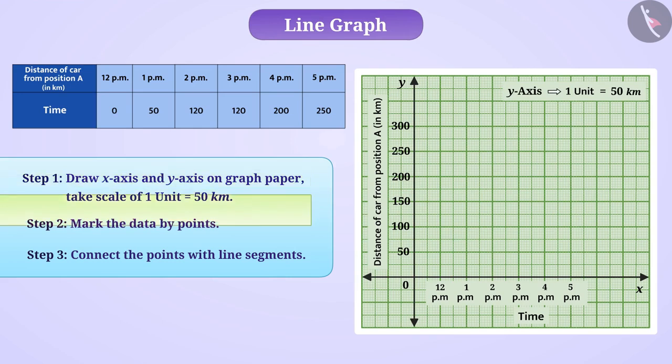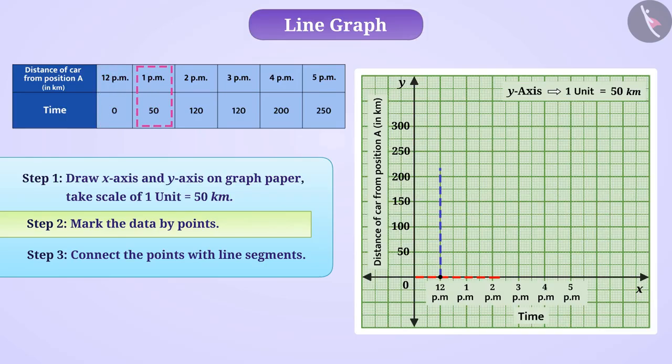Now, we will mark the data by points. At 12 o'clock, the distance of the car from position A is 0 km. So, we will mark the point at the intersection of the vertical line at 12 o'clock and the horizontal line representing 0 km at 12 o'clock.